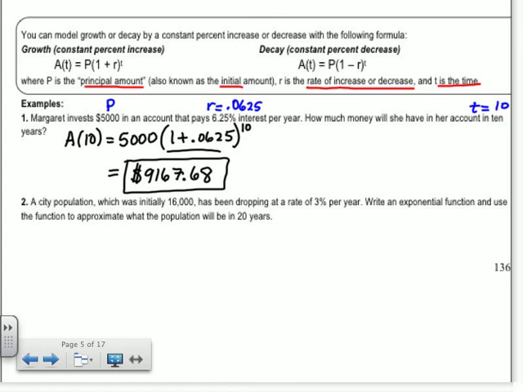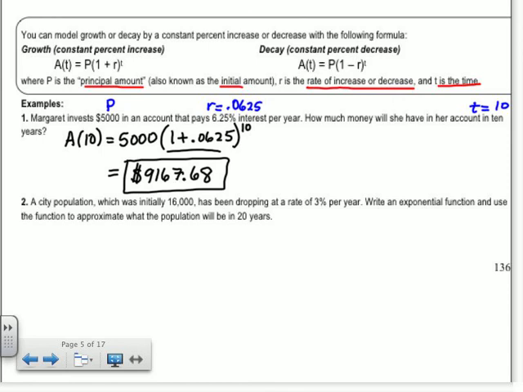Okay, what is it again? You do 1 plus 0.065, and you raise that to the 10. And then multiply by 5,000. Or you could just do it like 0.065 plus 1, and then you get that answer, and then you raise that to the 10, and then you get that answer. All right.